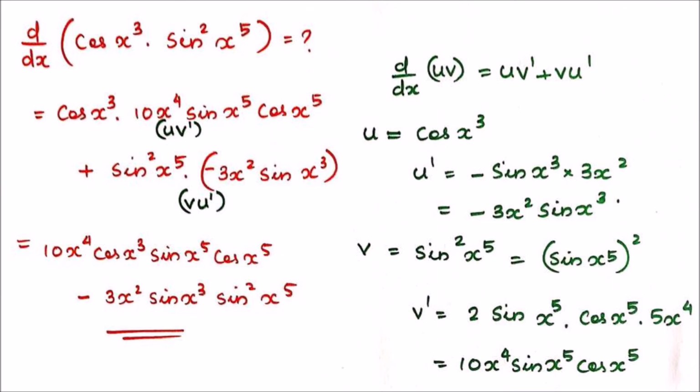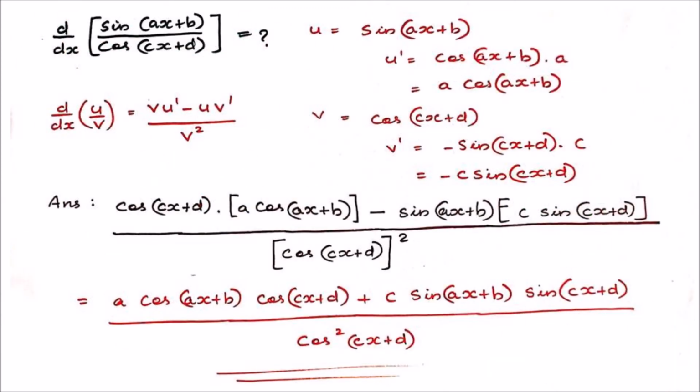Now we can apply u, v, u dash and v dash in the question. So the answer is cos(x cube) into 10x raised to 4 into sine(x raised to 5) into cos(x raised to 5) plus sine square(x raised to 5) into minus 3x square sine(x cube). So the final answer we can obtain as 10x raised to 4 into cos(x cube) sine(x raised to 5) into cos(x raised to 5) minus 3x square sine(x cube) into sine square(x raised to 5).